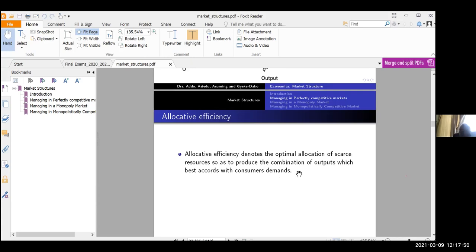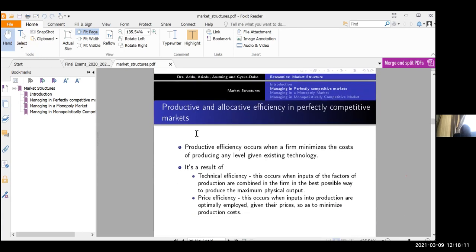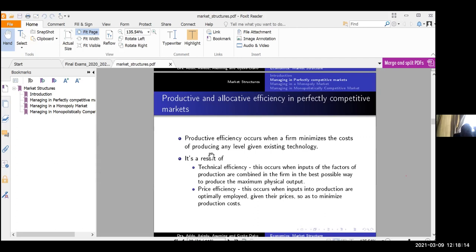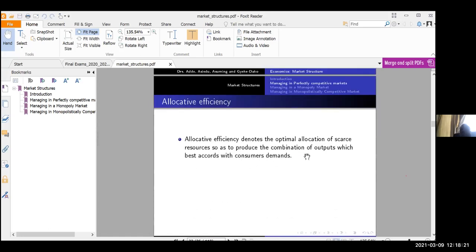So you should sit back, look at your resources, and then see how you use that resource to produce the combination of output that the market wants, so allocatively. This is like the first step: allocate your resources well, and then after the allocation, you go into the production, the productive efficiency, the technical part and all that. But allocatively, acknowledging consumer demand and acknowledging your scarce resources.